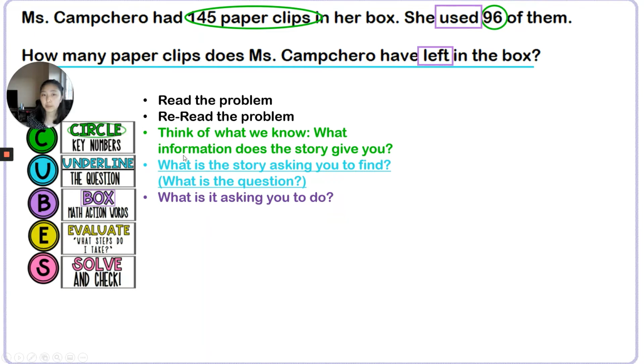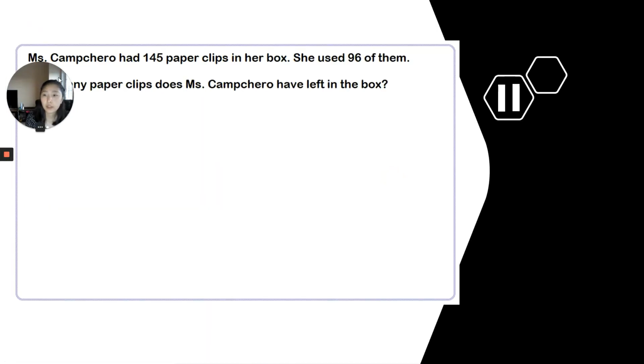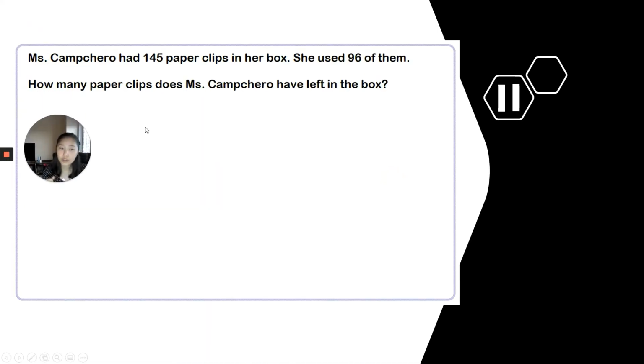And then there's another part of Miss Camchero has, how many does she have left in the box is the question that they wanted to know. So they don't want to know how many she had in the beginning, if she lost any, how many fell on the floor. They want to know how many is still in that box. Now we're going to move on to that more or less than question. Does she have more or less than 145 paper clips left in the box? So you have this box, you have paper clips in there. She used 96 of them. Now in this box, do you still have more than 145 or less than 145 paper clips in there? I'm going to pause, you're going to tell me why, and then come back to me.